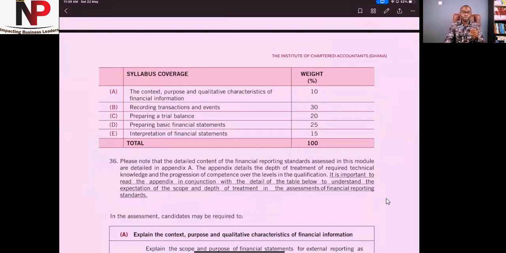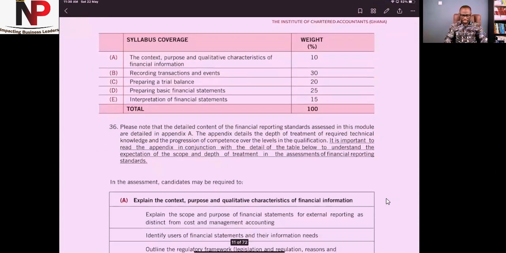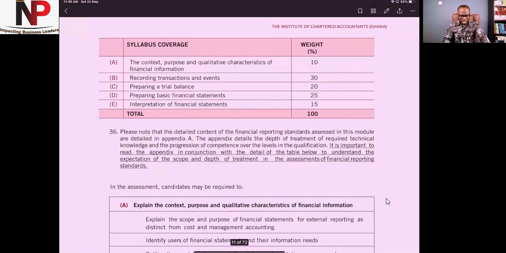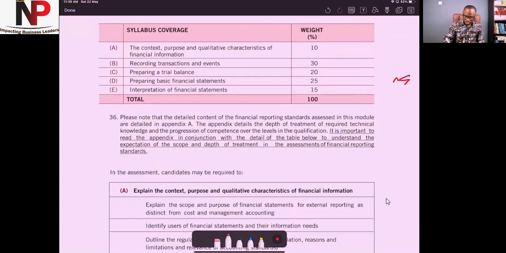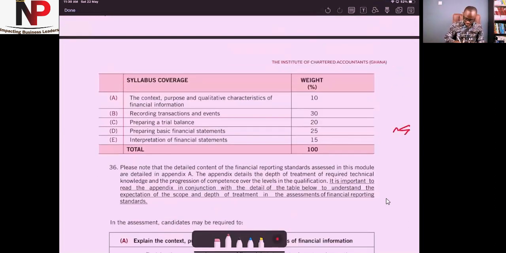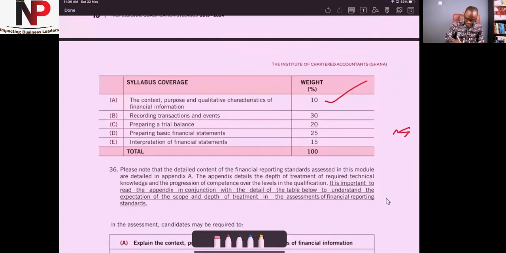Now, the syllabus is divided into 5 segments. And as you can see on the course portal, we have structured the course also into 5 segments. And we're going to take each segment and talk about it in that case. Section A is the context, purpose, and qualitative characteristics of financial information. That is 10% of the syllabus grading in that case.